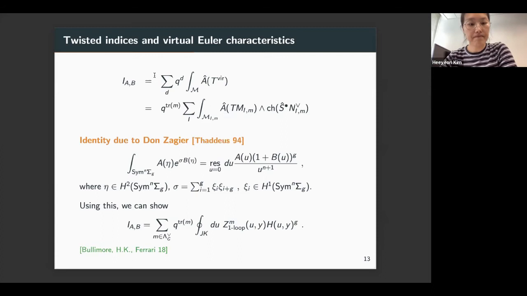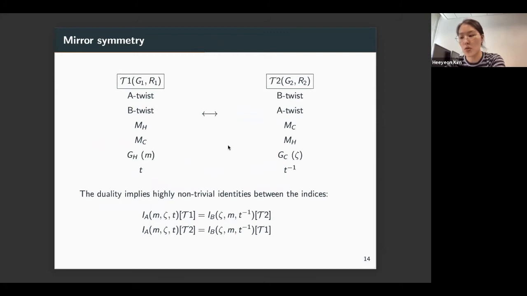Okay, so we can also talk about mirror symmetry, which is one of the most interesting properties of the class of theories that we are discussing now. As discussed a few times in this workshop, mirror symmetry exchanges two different theories. In particular, it exchanges the A twist and B twist, and also the Higgs branch and Coulomb branch. And in particular, the mass and the FI parameter here, and the parameter T to T inverse here.